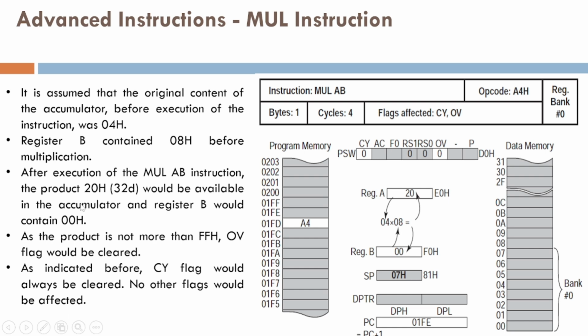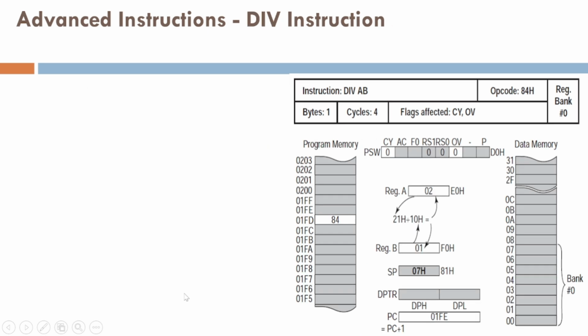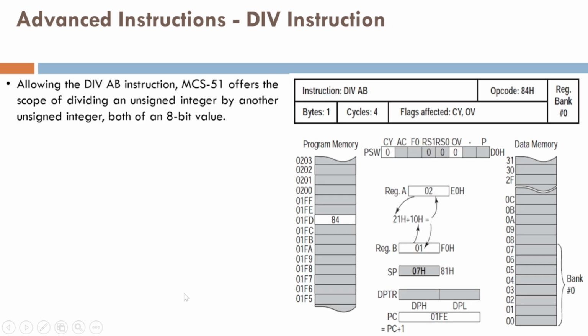Okay, so in this case, as the product is not more than FF, the overflow flag would be cleared, and as indicated before, the CY flag would always be cleared, and no other flags will be affected. Okay. Now let's move on to the next part where we have the division instruction, that is DIV AB.